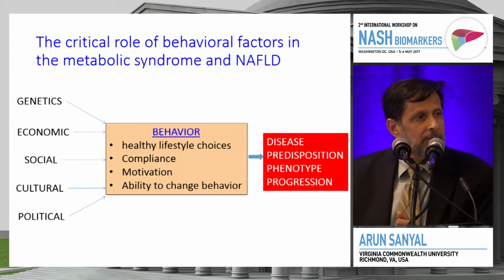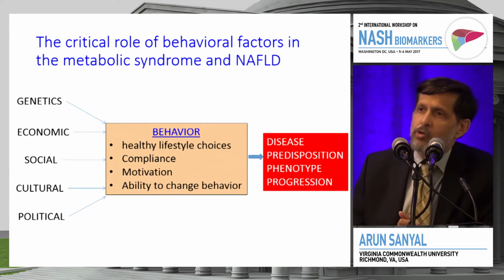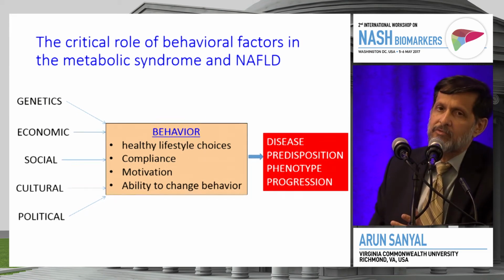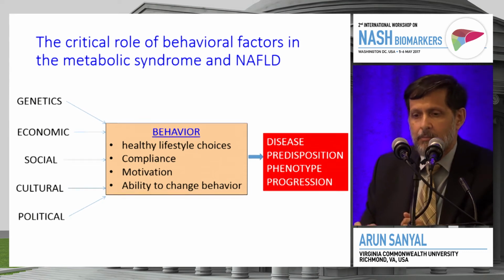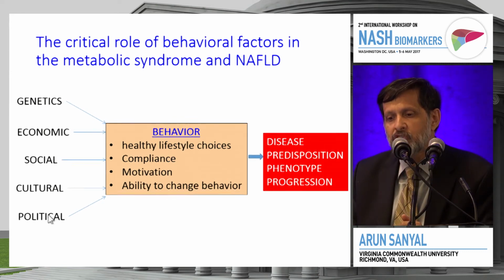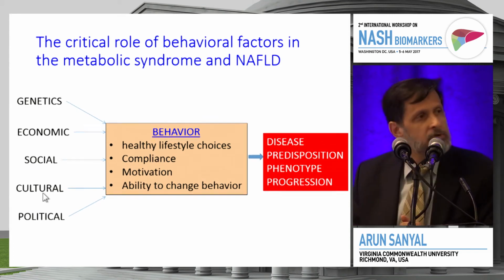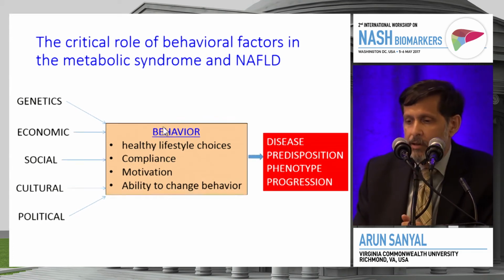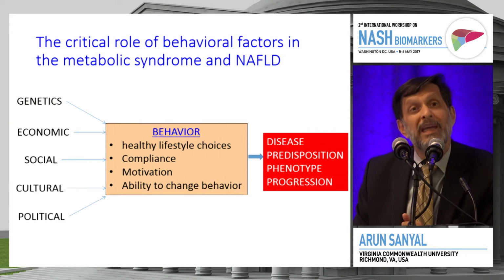Something we never talk about, because we don't do it very well and we therefore try to act like it doesn't exist, is the issue of behavior. This is a disease that has behavior as a fundamental underpinning. Behavior is determined by not just genetics. Genetics may be important for behavior, but there are economic, social, cultural, political, all kinds of issues. And behavior is important because behavior determines the kind of lifestyle choices you make or are able to make.